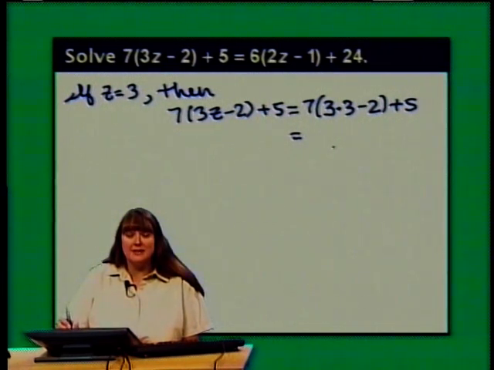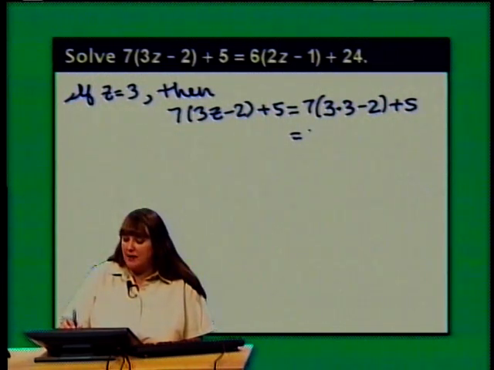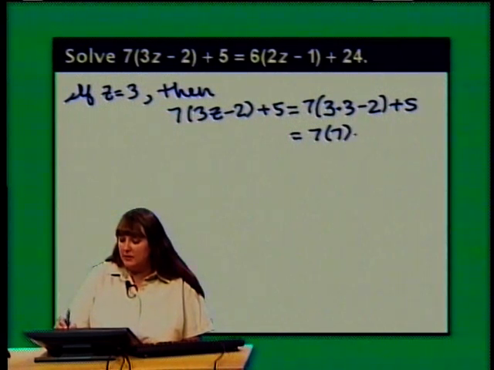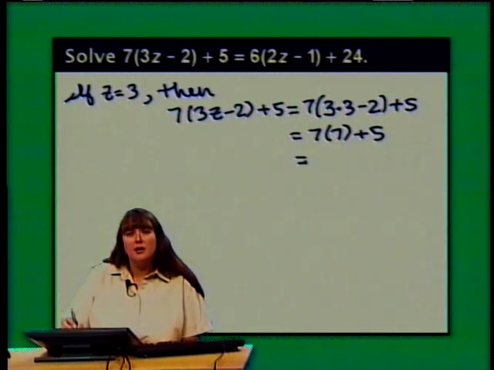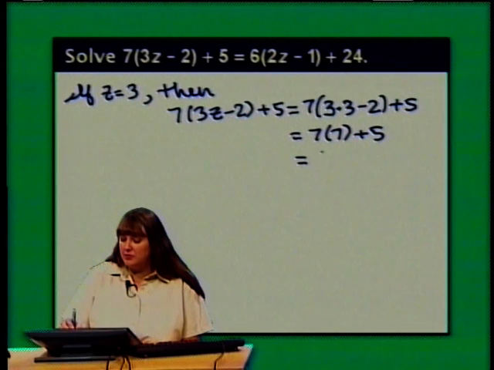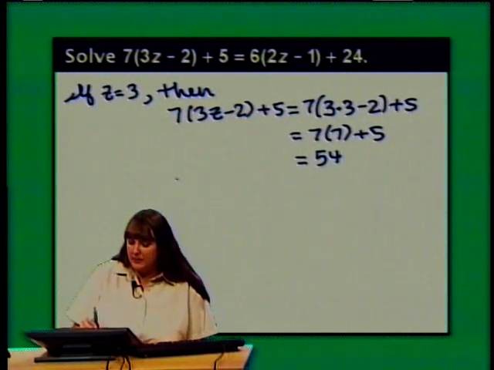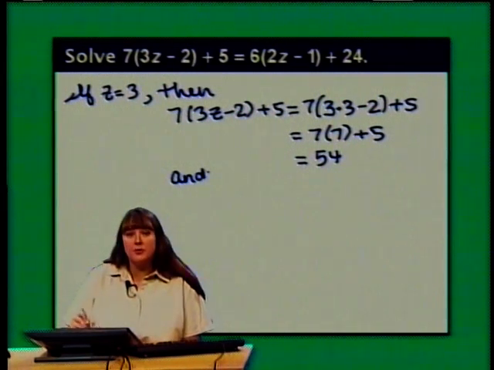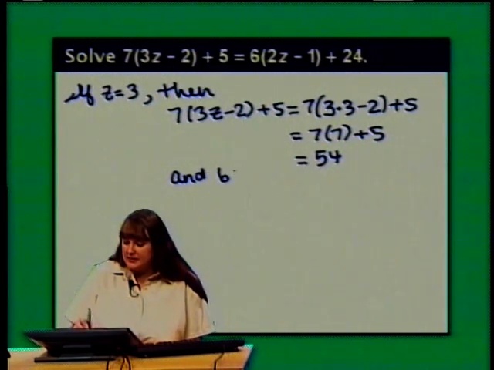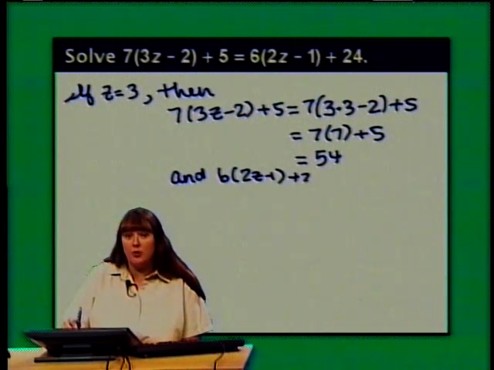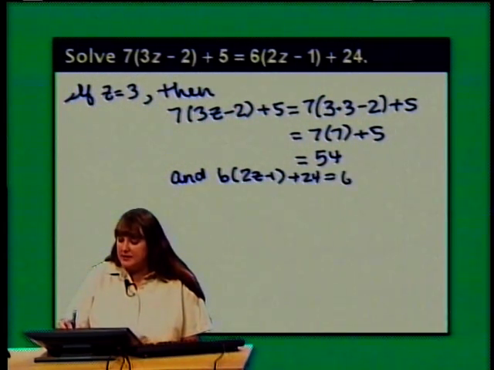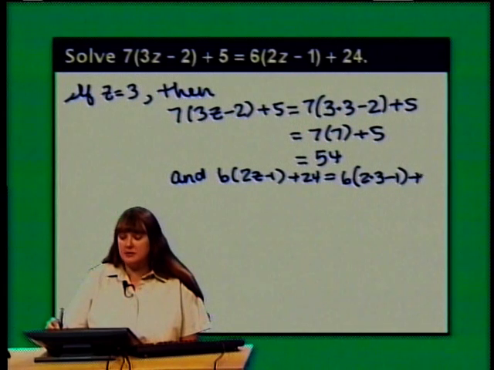3 times 3 is 9, and when we subtract 2, we have 7. So 7 times 7 plus 5. That's 49 plus 5, which is 54. I also need to check the right-hand side. So if z equals 3, then 6 times the quantity 2z minus 1 plus 24 would equal 6 times the quantity 2 times 3 minus 1 plus 24.